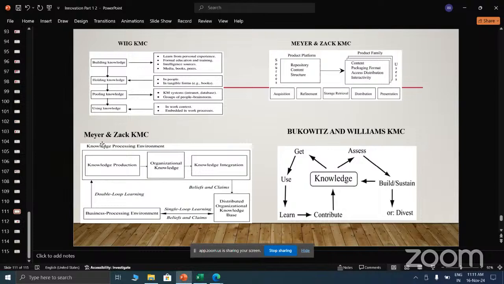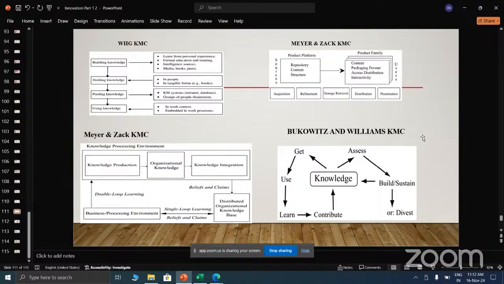The Mayer Jack knowledge management cycle has components like knowledge production, then organizing knowledge, integration of that knowledge, and it looks at the benefits and claims. Overall, after looking at the benefits and claims, a distributed organizational knowledge base is created. This is then tested by business process reengineering. If there is a process that requires some improvement, it again goes back to single loop links, and the benefits and claims are again evaluated. Then after the business process reengineering, double loop learning happens, and this cycle can be repeated again and again to get the optimal solution.